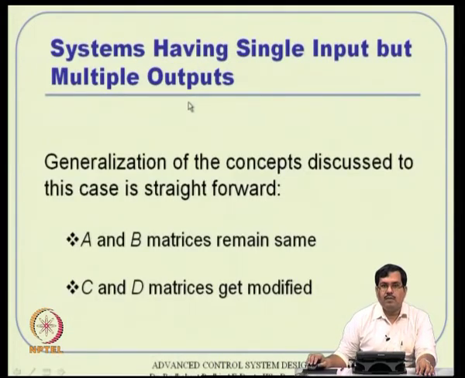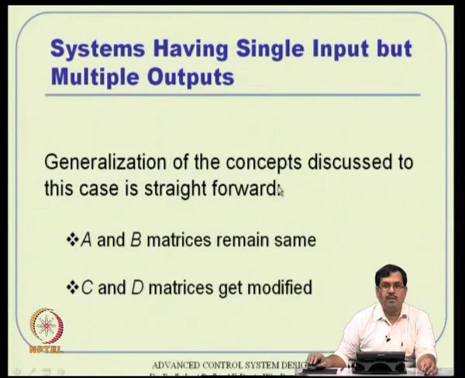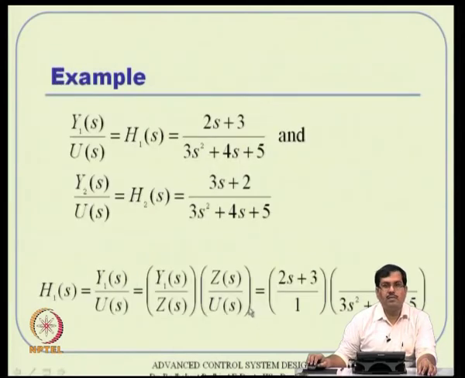So, what about further generalization? We will talk about a single input but multiple outputs. These are all single outputs, what we saw there is y, a single output. How do we generalize for multiple outputs? Again remember that the A and B matrices will remain the same, but the C and D matrices will get modified. Let us see an example for that.